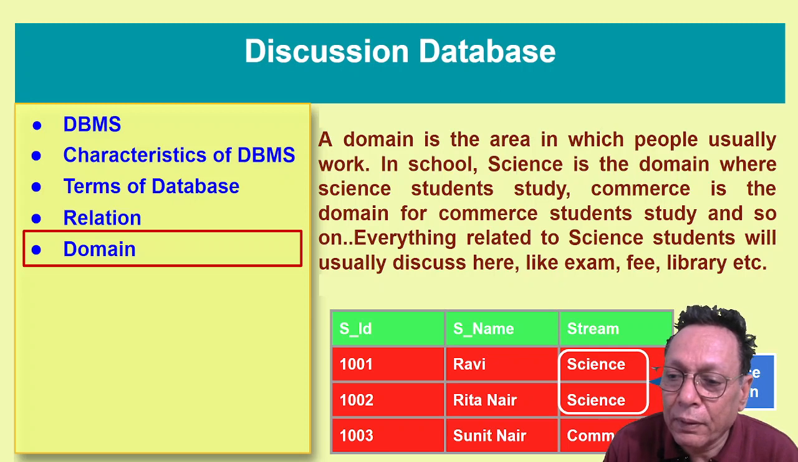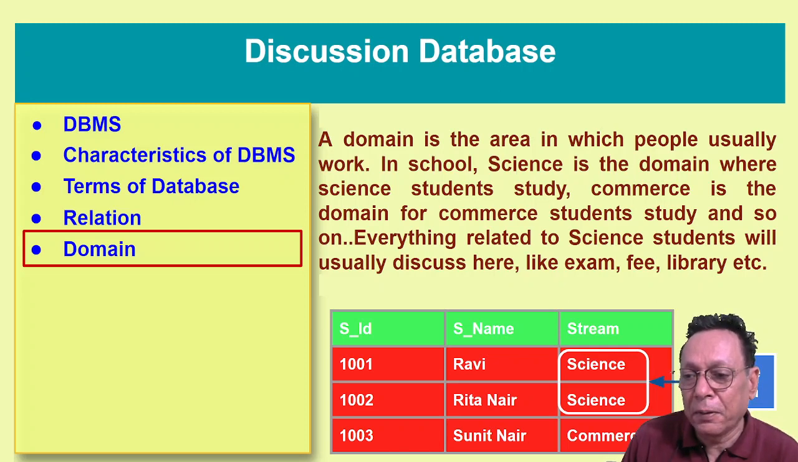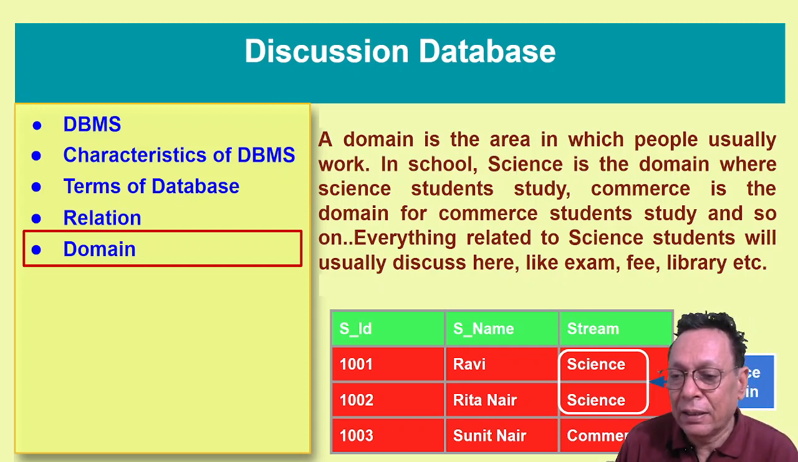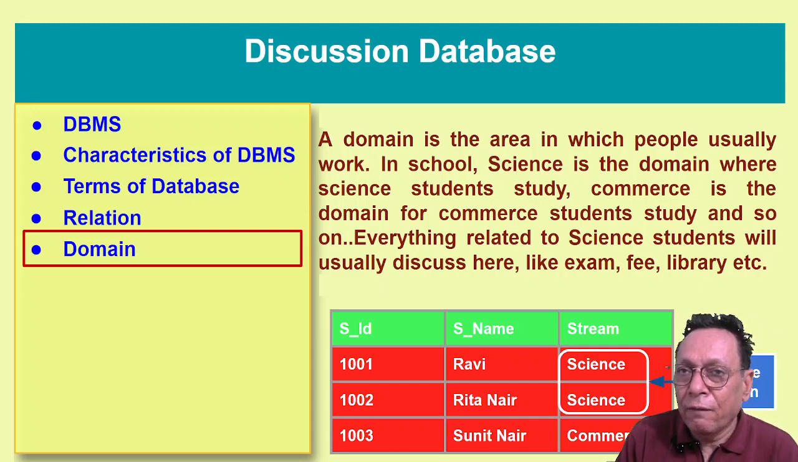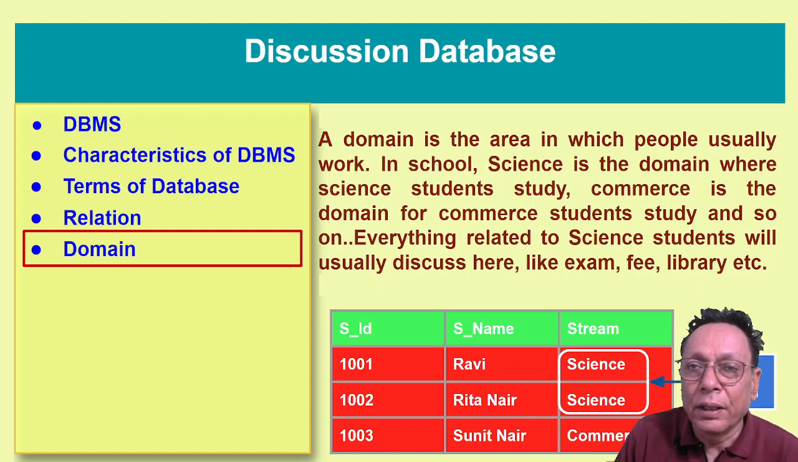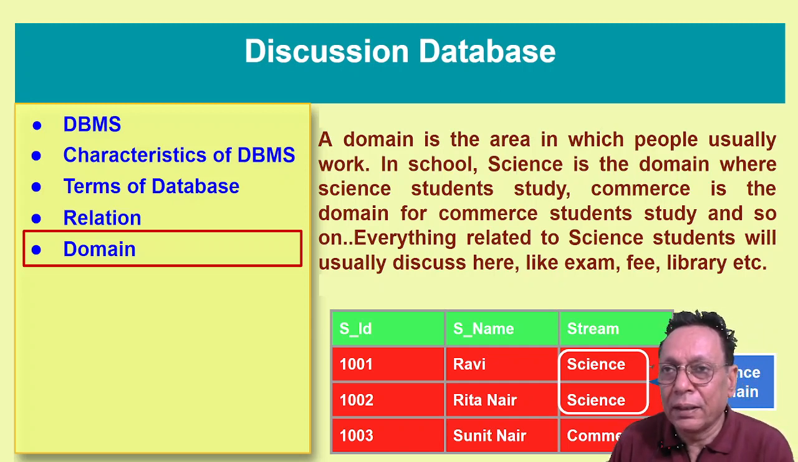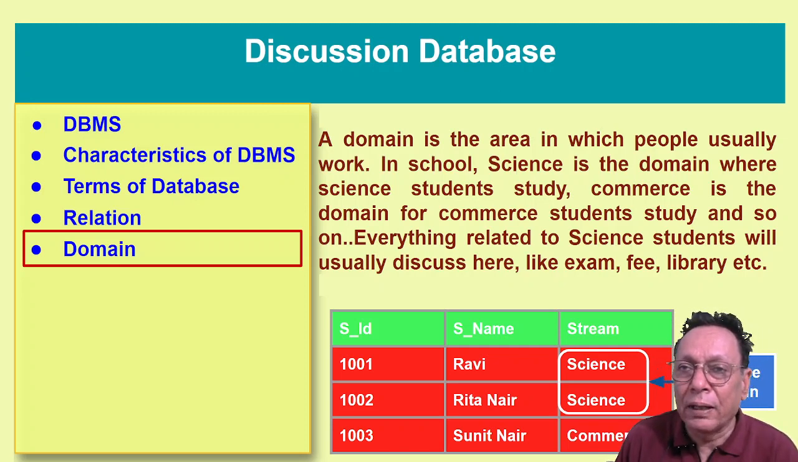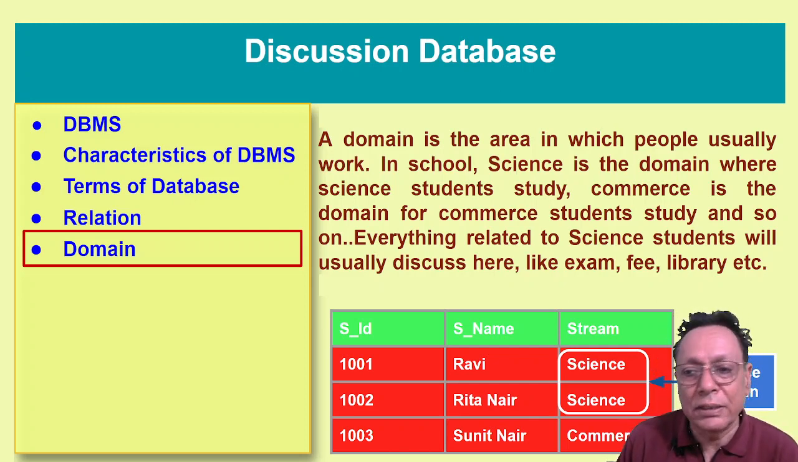If you see this table, here are some students. The first two students are from the science stream. So we can say this is the science domain. It means in this domain you will find only science students. You will find all the practicals of science and all the science related activities. So this is known as the science domain. When we talk about the commerce domain, there students will study accounts, economics and business studies. So that is the commerce domain, meaning all the activities related to accounts and the market come under the commerce domain. So this is known as the domain.